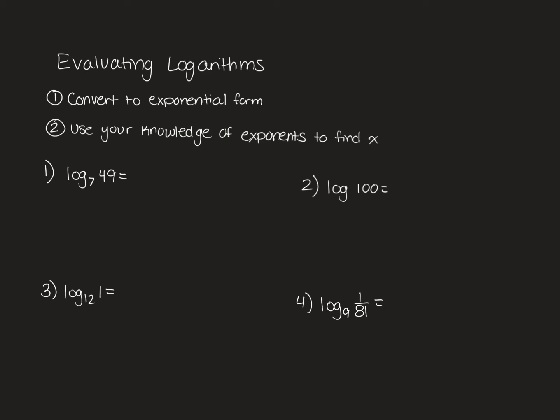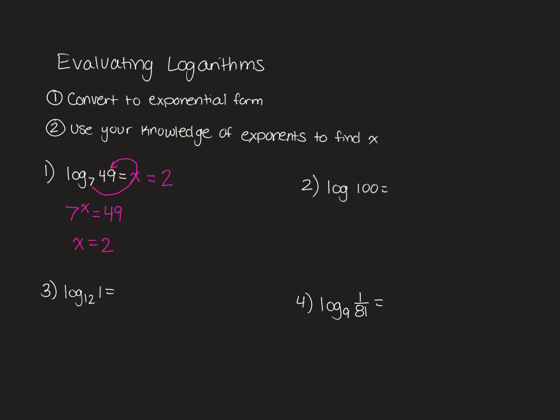We can use exponential form to evaluate logarithms. So your first step is to convert to exponential form, then use your knowledge of exponents to find x. So in number 1, we have log base 7 of 49 is going to equal x. We don't know what it's going to equal. So we're going to convert to exponential form. So this would be 7 to the x is equal to 49. Well, 7 to what power is equal to 49? Well, if you square 7, you get 49. So that means that x equals 2. So this log is equal to 2.